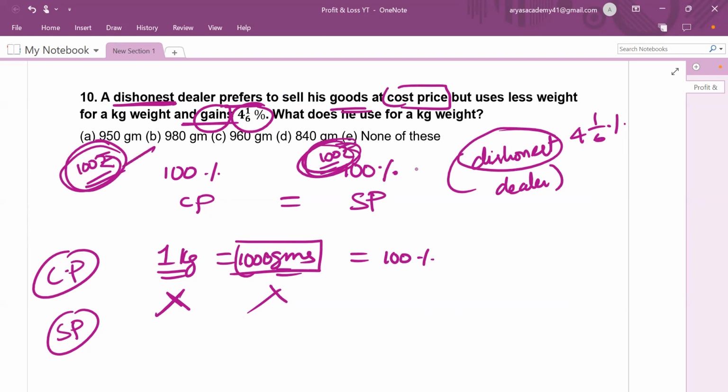Because for 100 rupees, he is getting 1000 grams. For the same 100 rupees, if he sells 950 or 980 grams, obviously there is a profit of 30 grams, in terms of rupees. 4 1/6%.